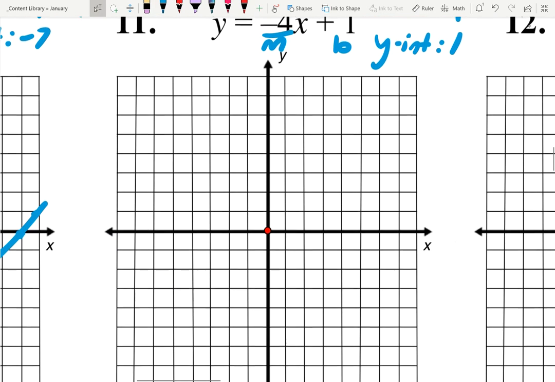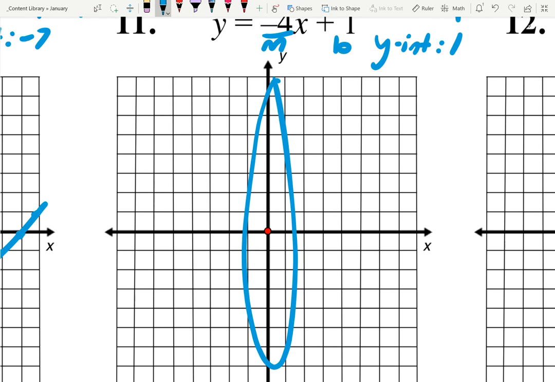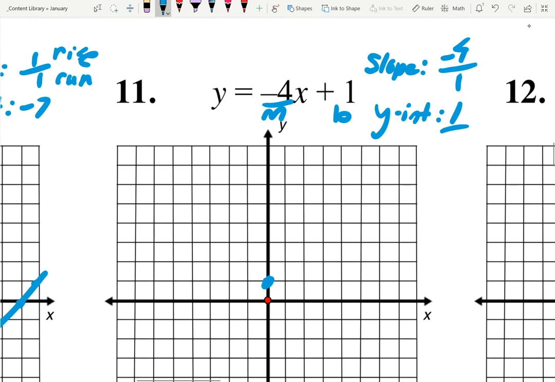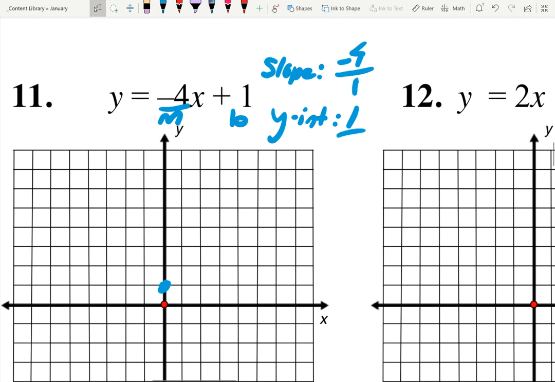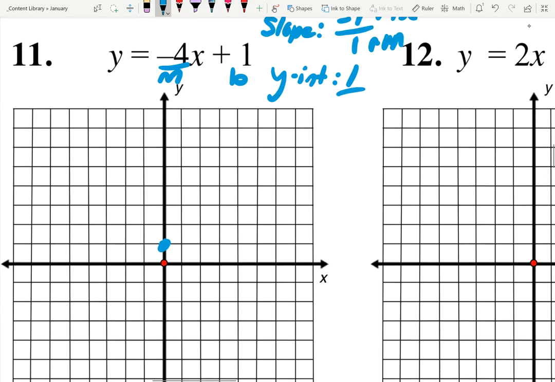So again, always start with the y-intercept. So the y-axis, remember, is the one here up and down in the center. We're going to go up to +1, so that's just going to be right here. Remember, 0 is in the middle, so going up to +1, we put a point right here. Now, here we got to be careful because our slope is -4, right, or -4 over 1. So our rise is -4, and our run is 1. So let's be careful how we do that.